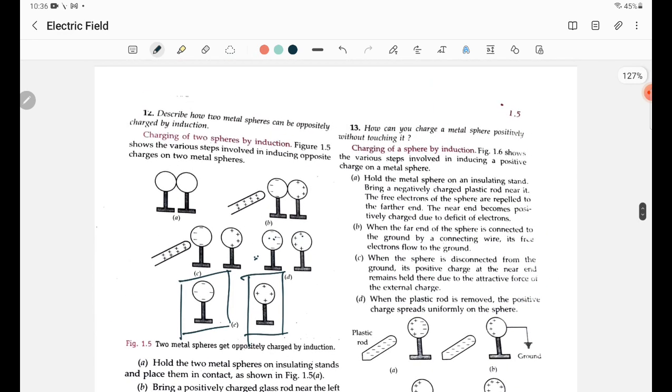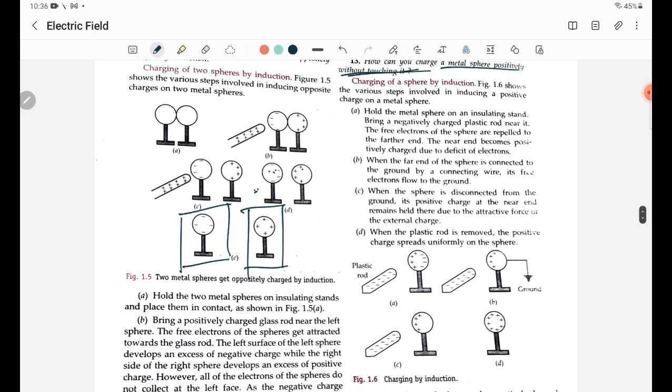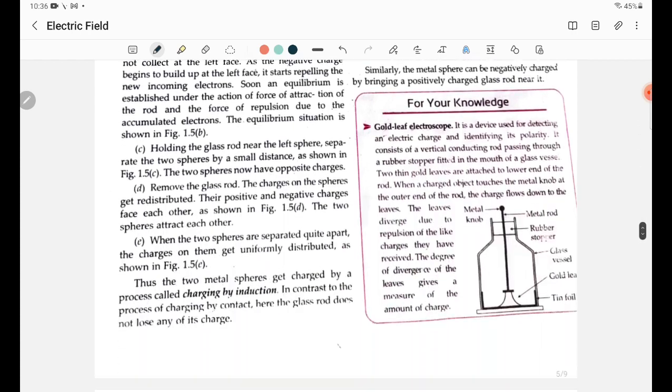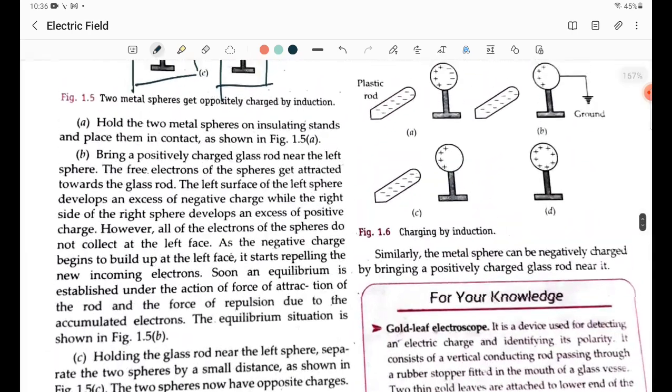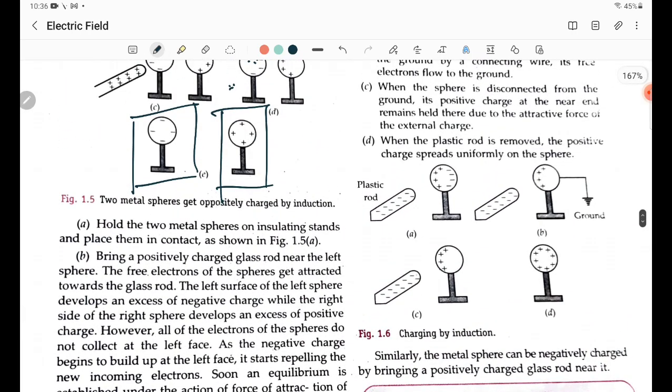Okay, now how can you charge a metal sphere positively without touching it? See, this is charging by induction. I am taking a plastic rod negatively charged. How? Again the same thing, rubbing with a silk cloth. I am bringing it closer to a metal sphere on an insulating stand. This is a conducting sphere. By keeping this in close, I am grounding it, so all the negative charges are going to the earth.